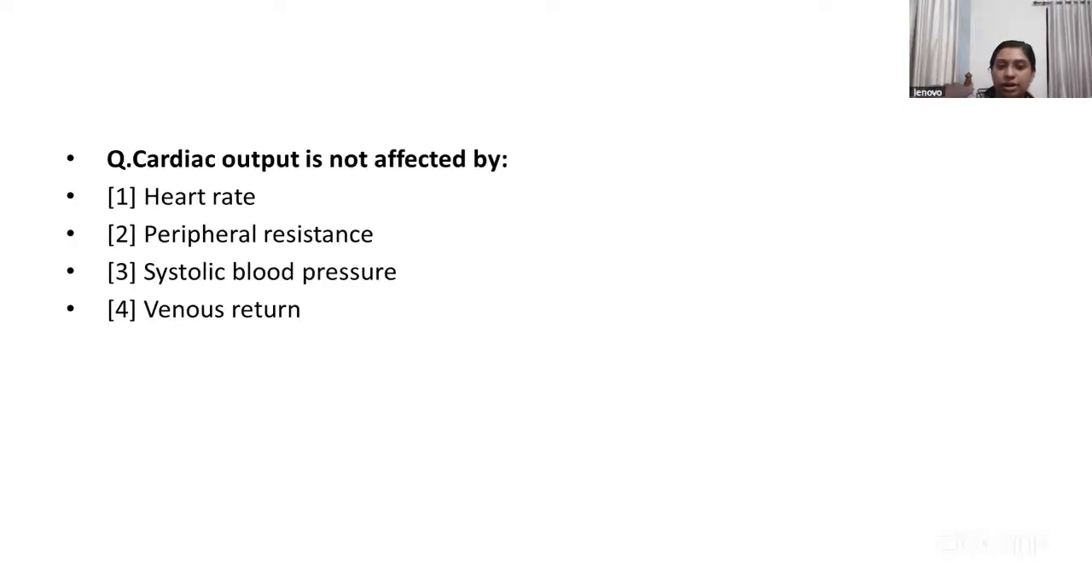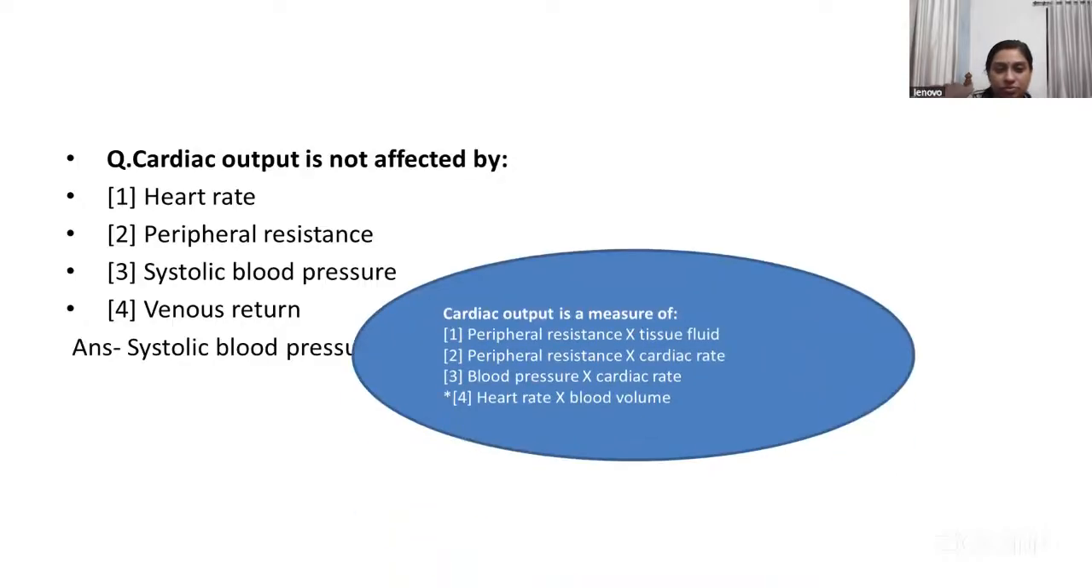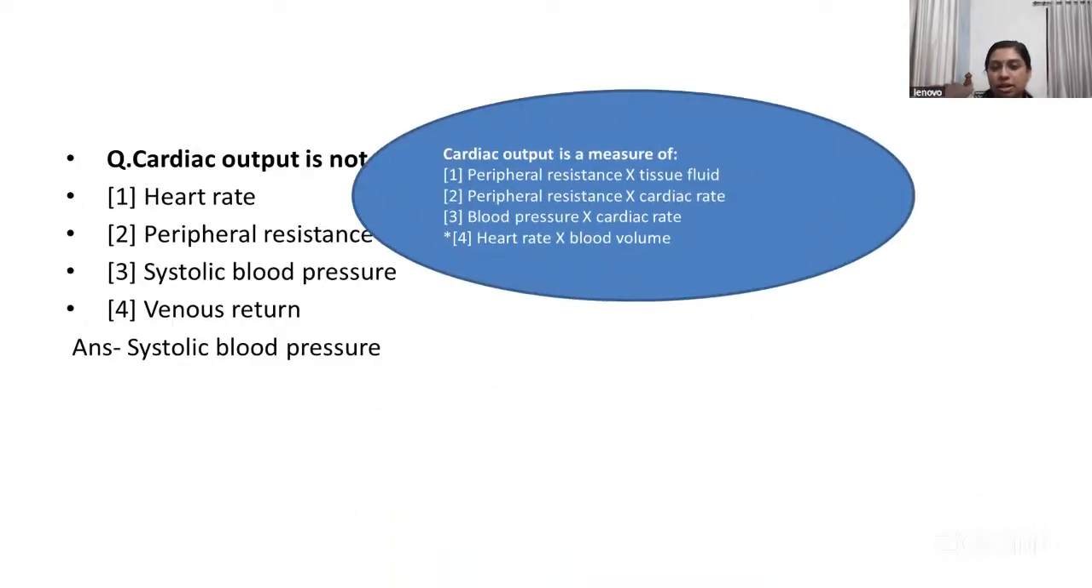Next question, cardiac output is not affected by. It's a simple question. The options are heart rate, peripheral resistance, systolic blood pressure, venous return. Not affected by. Answer is systolic blood pressure. So what is cardiac output? It's a measure of heart rate into stroke volume.